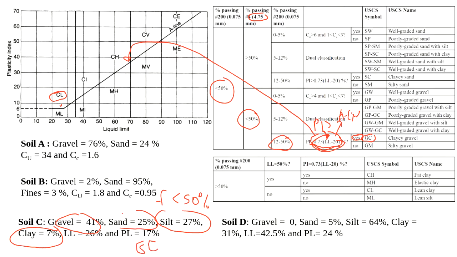I think when we use the other classification system, the answer was GCL. So in this case, it's GC. I have this feeling that AASHTO soil classification system is more detailed. This one is a little bit simplified, this unified soil classification system. Okay, so can you classify soil D for me? And then we'll finish for today.